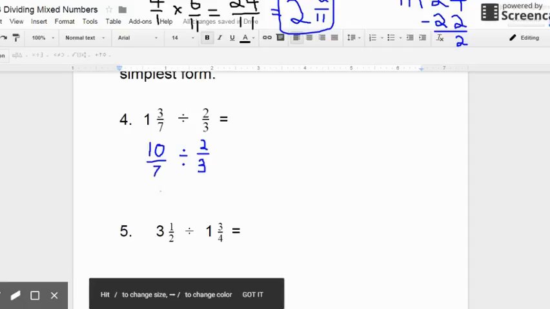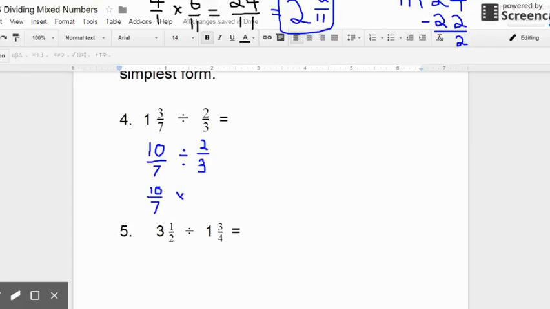And now we want to use our keep, change, flip rule. Well, we're going to keep this fraction the same, 10 over 7. We're going to change this to multiplication, and we're going to flip this fraction around. So hopefully after you've done this part, this is the point where things may get a little different, but this is what you should have. 10 over 7 times 3 over 2. Now I'm going to use cross canceling and cross simplification on this problem, because I see that 10 and 2 are across from each other, and they both can be divided by 2. 10 divided by 2.